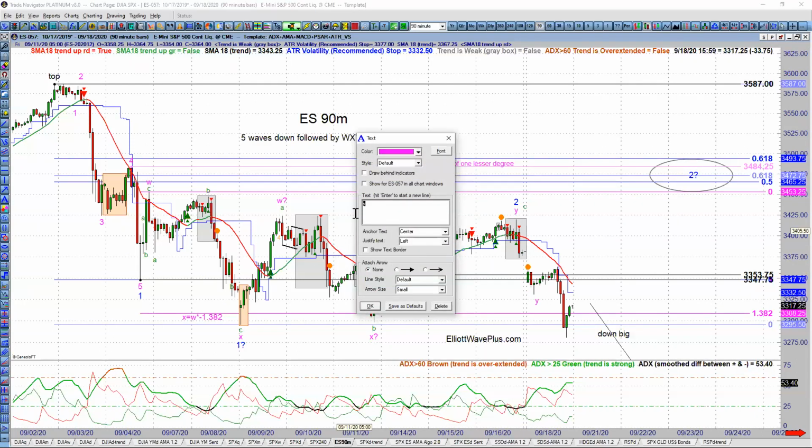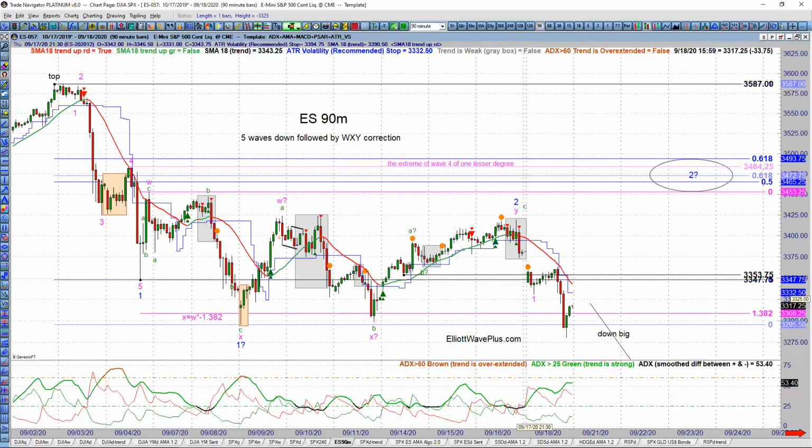Now, could that be a 1-2? Yes, but that would mean that any movement early in the week above 33.63 would suggest that maybe the wave 2 isn't over yet. But yeah, this could be a 1-2, 1-2. But that would really limit the upside. Just be aware of that.